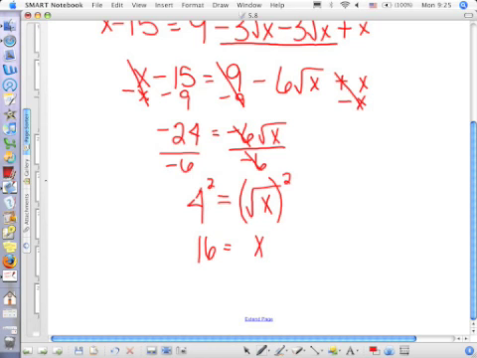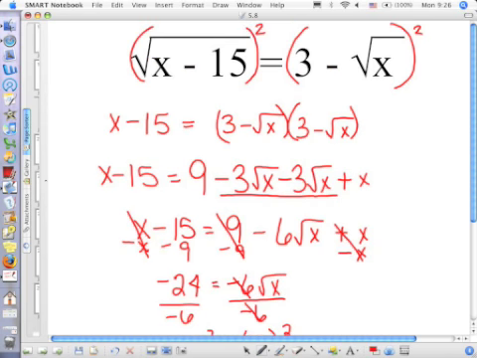Now, this was a long, drawn-out problem, so it's extremely important that we check. Okay, so if x is 16, coming back to our original problem, does this work out? Elizabeth says yes. Does everyone agree? No, why not, Nick?